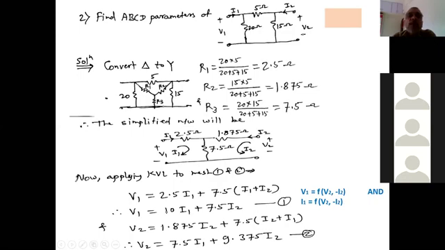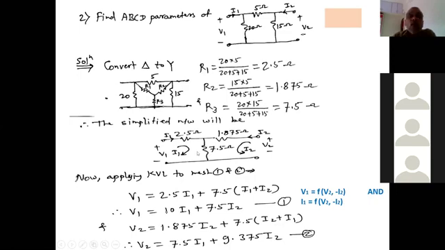To convert this delta into star, the value of R1 will be 20 into 5 divided by the sum of all the resistances, 20 plus 5 plus 15. R2 is equal to 5 into 15 divided by the sum of all the resistances, and R3 is equal to 20 into 15 divided by the sum of all the resistances. Once you find the values of R1, R2 and R3, the network is replaced by this. Instead of pi, it becomes a T network, and the resistances are R1 as 2.5, R2 as 1.875, and R3 as 7.5.